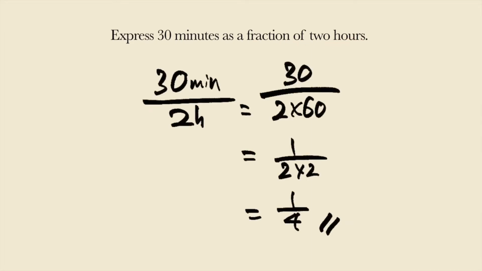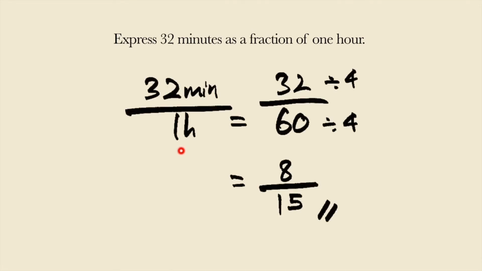Express 30 minutes as a fraction of 2 hours. So conversion is needed because we've got minutes and we've got hours. Look at this word "of" here. 2 hours is the denominator. So 30 minutes out of 2 hours. Convert this to minutes, that's 2 times 60 minutes. So that's 30/120. Or you can simply divide by 30, divide by 30, and become 1 and 4. Now, you don't have to do these things. You can just simplify the way you want to do it, right? You should anyway arrive at 1/4.